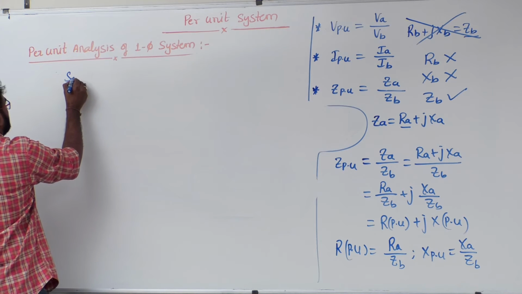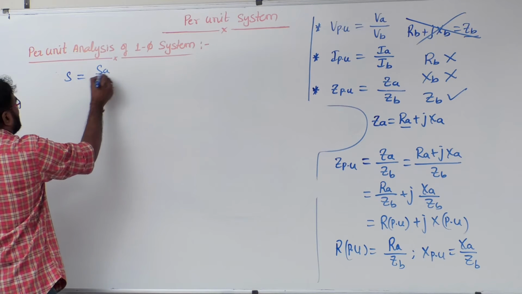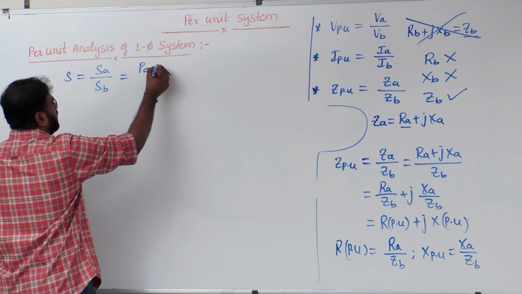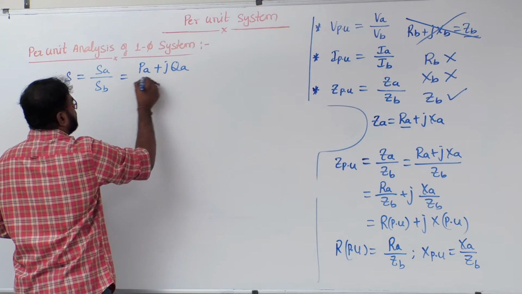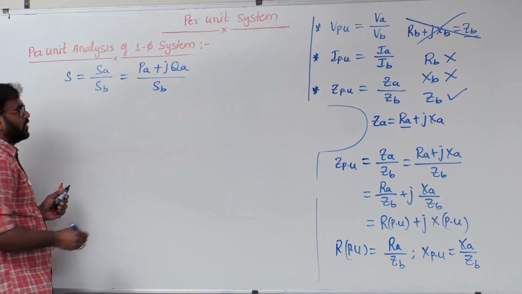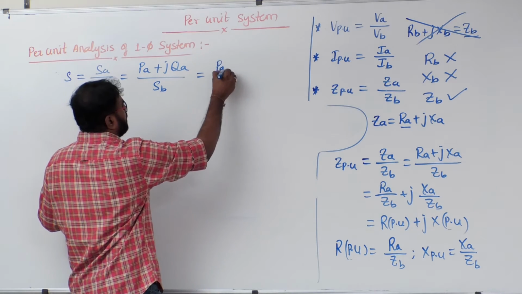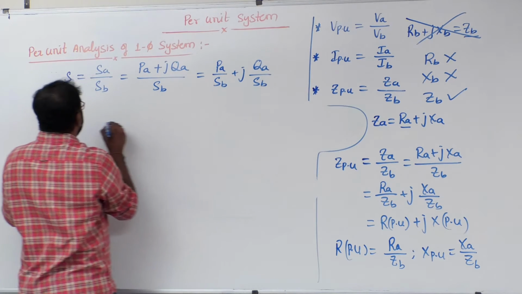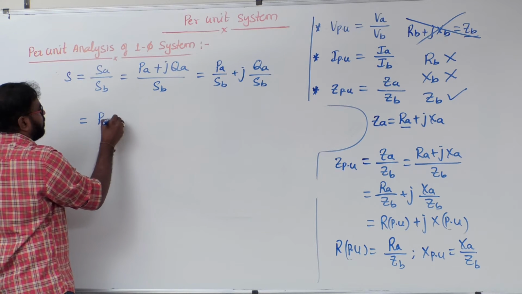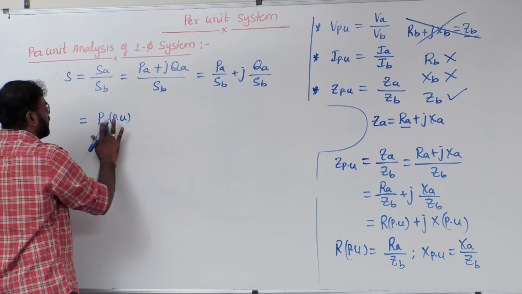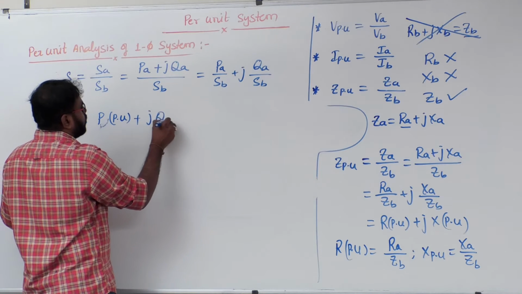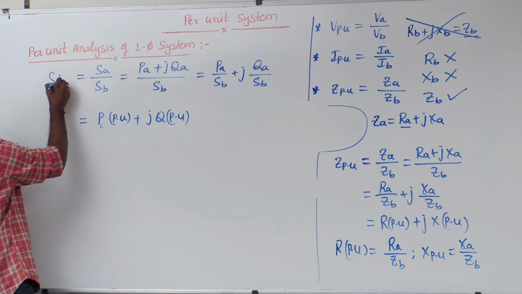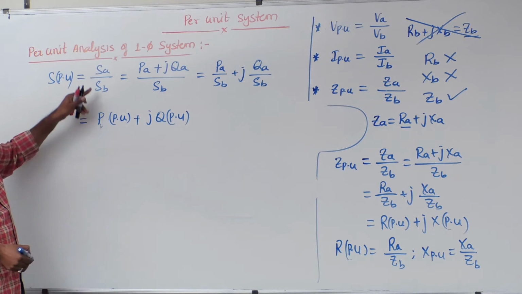See, the complex power S in per unit form is S actual by S base. But S actual means what? It is P plus JQ by S base. Correct or not? I can write this as PA by S base plus J times QA by S base. So that means P per unit plus J times Q per unit. Clear? So S per unit equals S actual by S base.